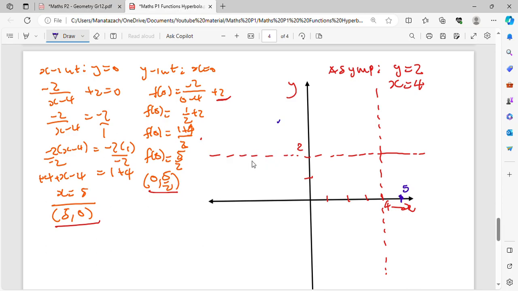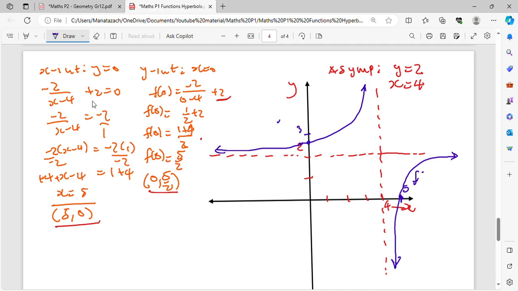5 over 2 is about 2.5, so if you have a 3 here, 2.5 is somewhere here. So your graph will look something like this, cutting on your y-intercept. Then this side, it will cut on your x-intercept and looking something like this. You can just call it graph of f.